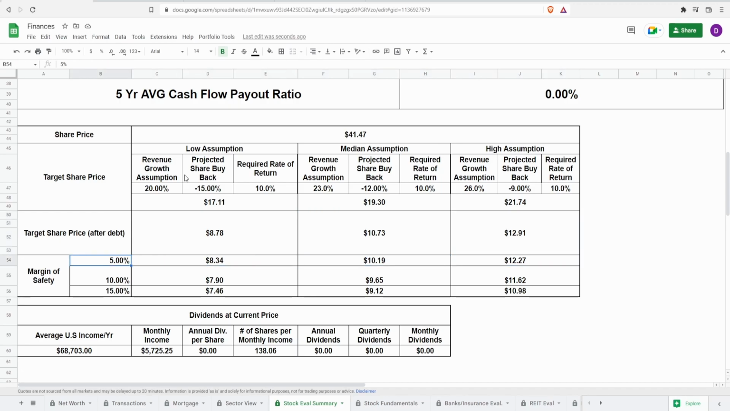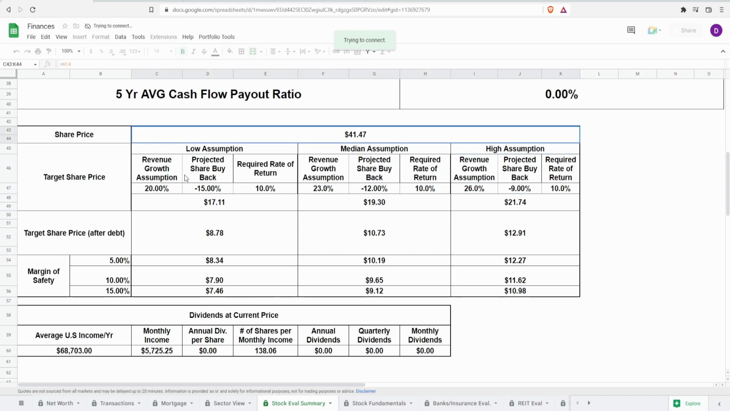Now adding a margin of safety on top of this target share price after debt of 5, 10, and 15%, we get a target share price between $7.46 and $8.34 for the low assumption. For the median assumption, it is $9.12 to $10.19. And for the high assumption, it is almost $11 to $12.27. Guys, the current share price is $41.47. So whichever way you look at this, it is still overpriced according to my assumptions right over here.